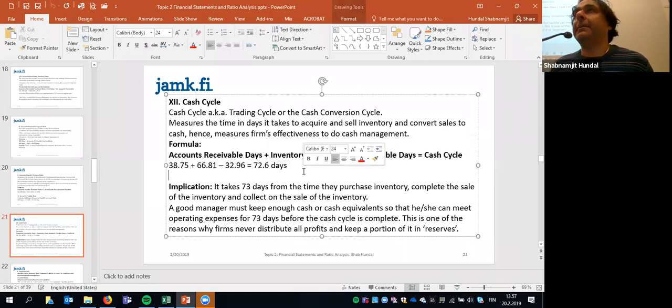What does this 73 days mean? This 73 days means that at any point of time in the company, there should be a bank balance enough so that you can finance your 73 days of operations. So if today your bank balance is only for the next 10 days, you are heading for a liquidity crisis. Liquidity means your immediate paying capacity.